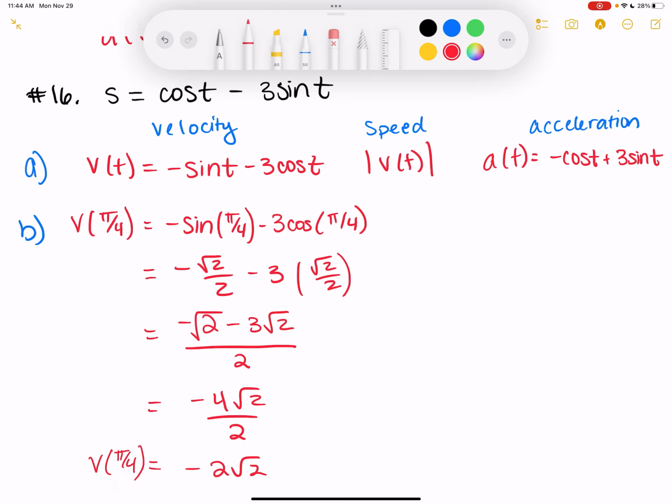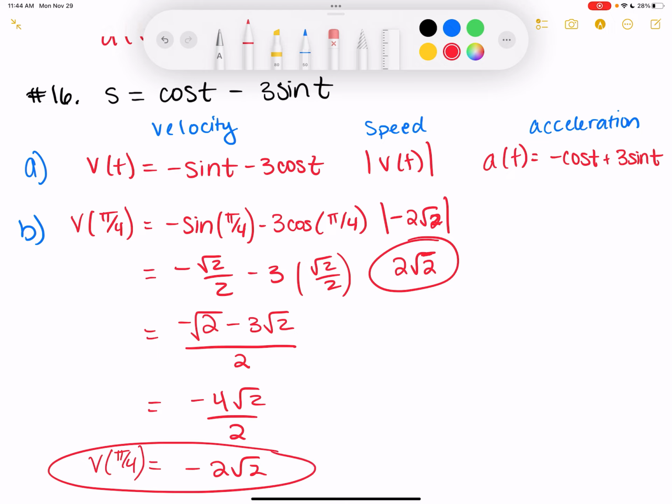So then my speed is the absolute value of negative 2 root 2, which is just 2 root 2. So that's my speed. So here, I'm going to do this so it's not confusing, and then I'm going to plug in the pi over 4 up here.